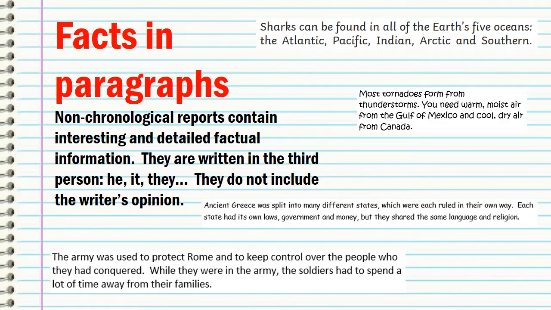Now, non-chronological reports contain interesting and detailed factual information, and they're written in the third person, so they use words like he, it, or they, rather than I or me, and they don't include the writer's opinion, so you won't be including things like I think that in your report, because that's your opinion, and it needs to be factual. And here are some examples of some paragraphs about different subjects.